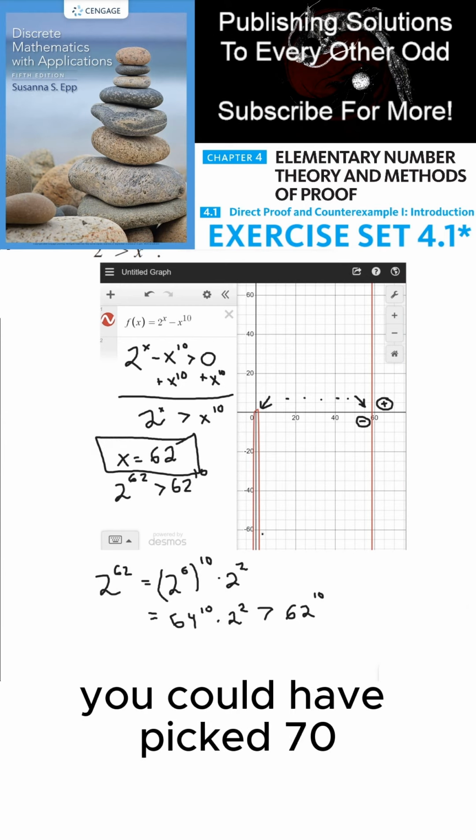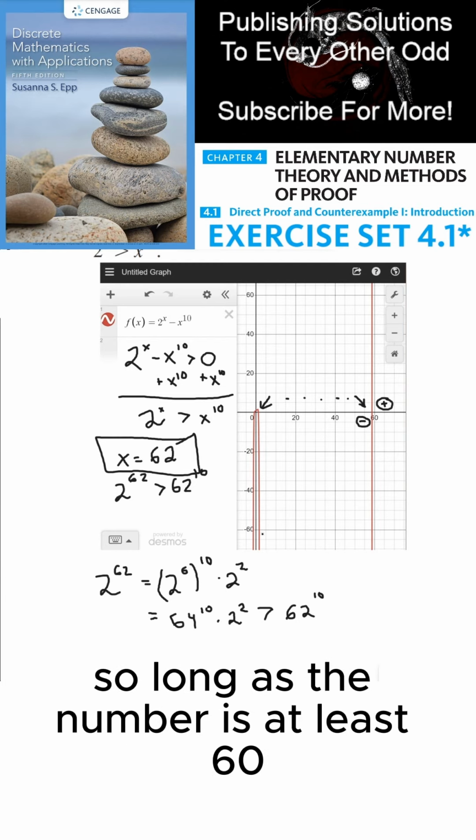You could have picked 60, you could have picked 70, you could have picked 1,000. So long as the number is at least 60, maybe 59, you should be good.